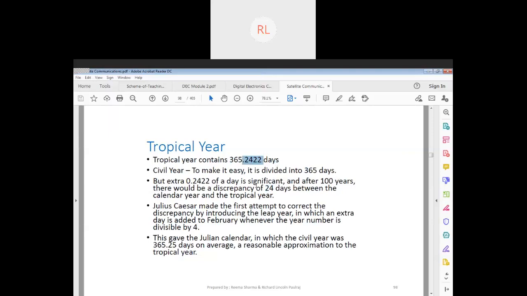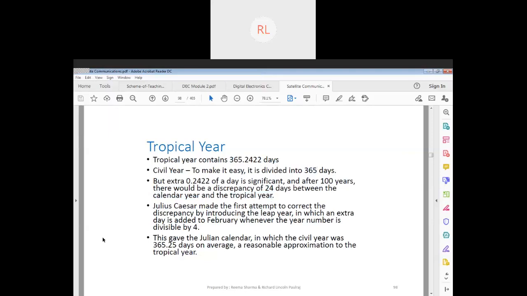So as I told you, we have 365 and a quarter. So it's not a quarter, it is 0.2422. Each year contains this many days, and a civil year, which means the year that we normally use, will have only 365 days, and this 0.2422 gets added up after every 4 years.